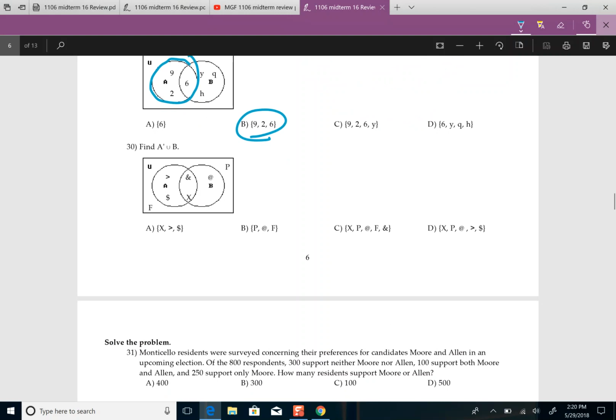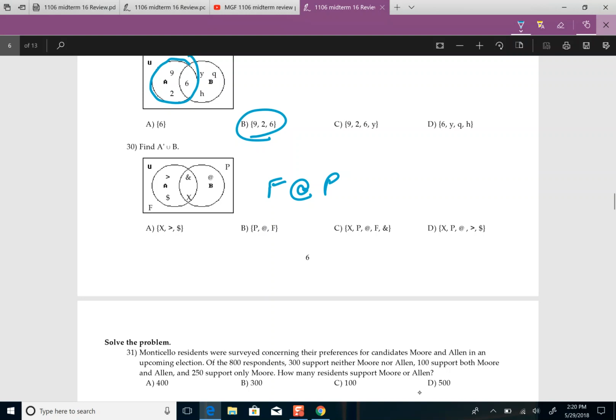A little trickier. This one says put A complement together with B. So everything outside of A needs to be included. So I see an F out here. I see this @ sign. I see a P. So that was everything outside of A. F, @ sign, and P.